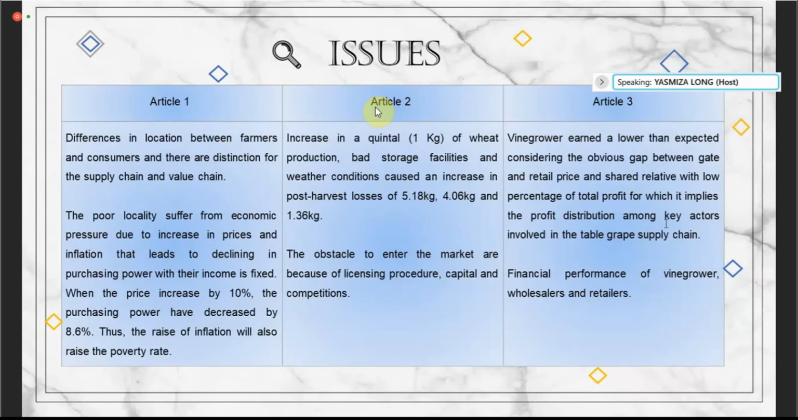Okay, trust among the chains, and then supply chain structure, maybe the structure is not right. I'm not sure about the customer demands, maybe customer demand. Okay, what else? Okay, farmer and consumer, the difference in location, yes. Different locations.